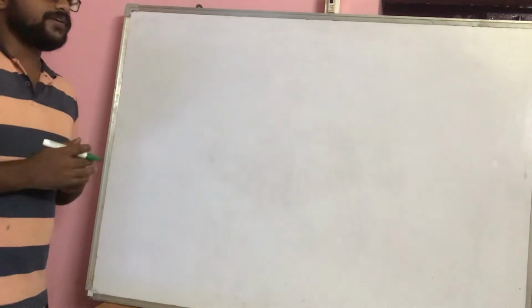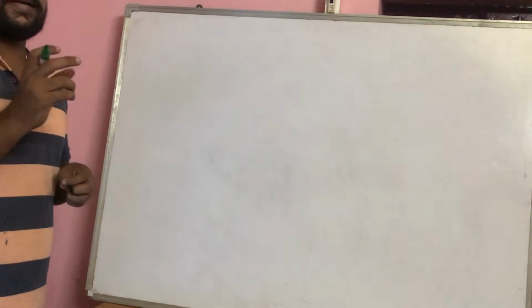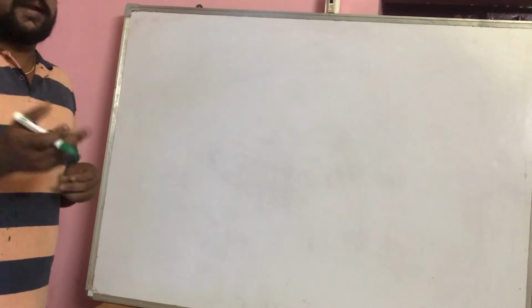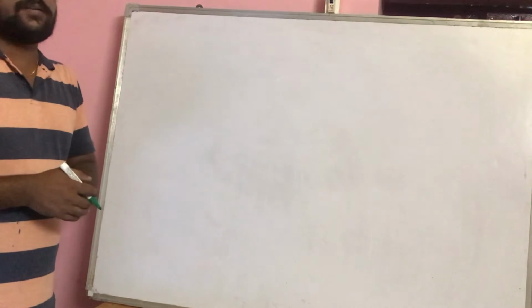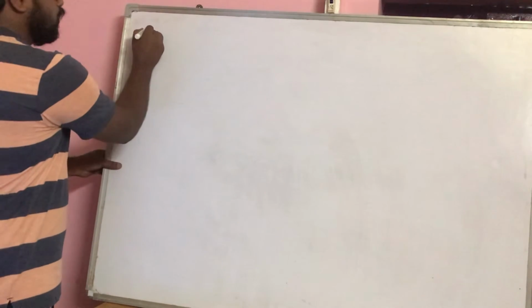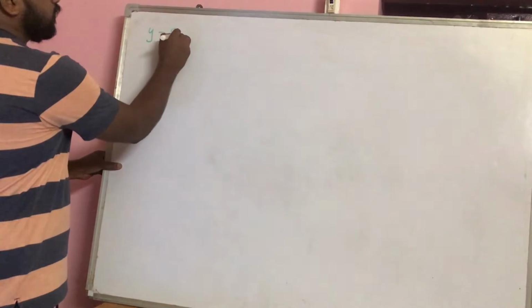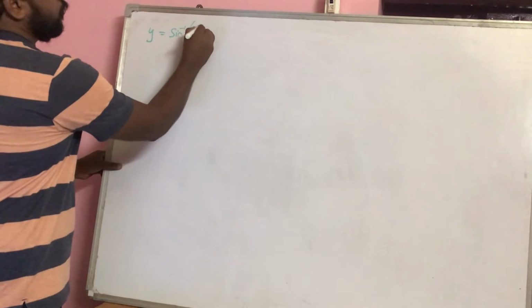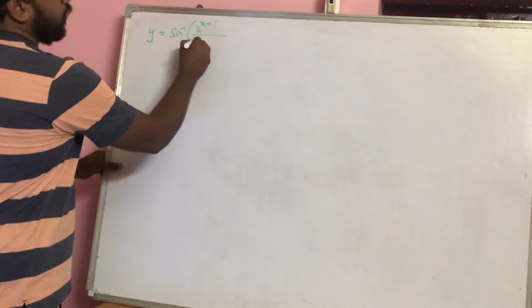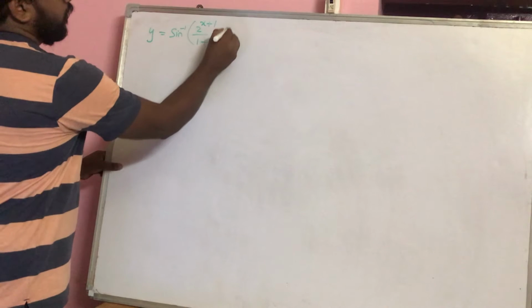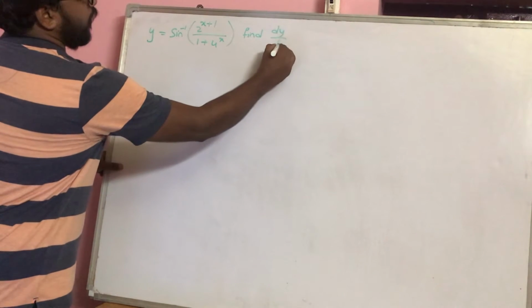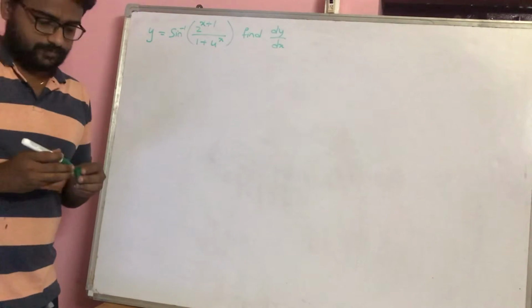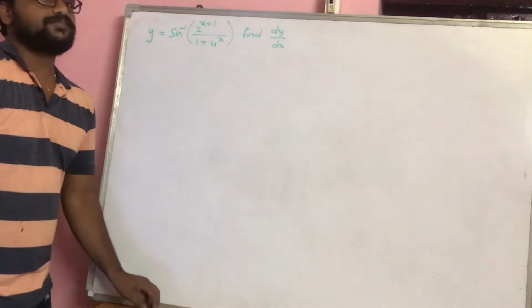I think in the last video there was some problem at the end, and I wrote the question but I was unable to solve it. Sorry for that. And in this video I will start by solving that question. So if I have a question like this, y is equal to sine inverse of 2 power x plus 1 divided by 1 plus 4 power x, then find the value of dy by dx. So let us see this question.